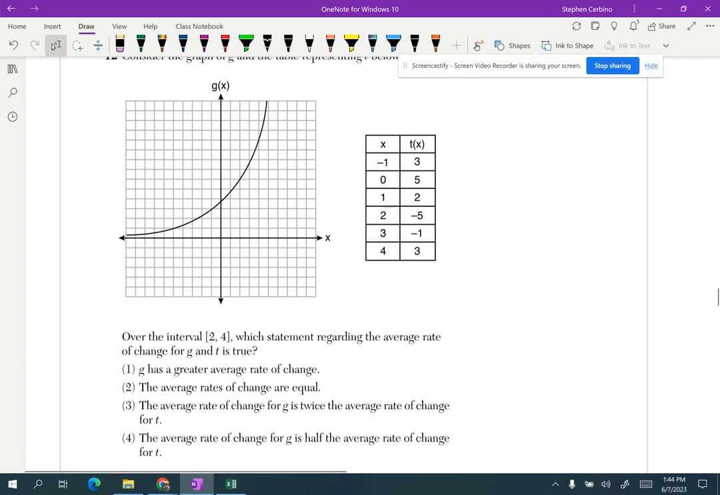Number 12 is average rate of change. So for g of x, the graph, we have to mark 2 and 4's x values on the function, so it's here, and it's here. The point at 2 is (2, 6), and at 4 it's (4, 10). So the average rate of change for g is going to be 10 minus 6 over 4 minus 2, which is 2.